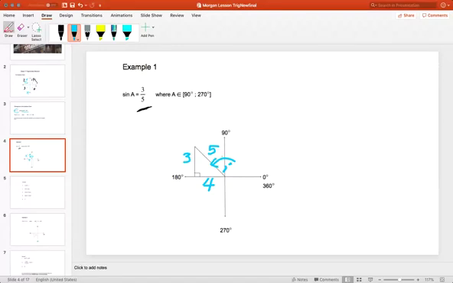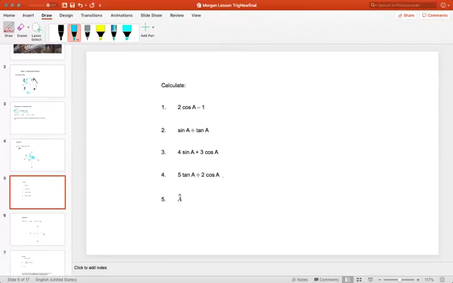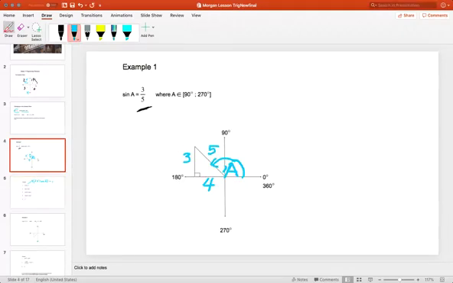Let's just quickly fix this diagram. Okay, that's our Cartesian plane. And now we look at the next set of questions. So the first one says 2 cos A minus 1. What that means is 2 times cos A. You can put that in brackets. Minus 1.